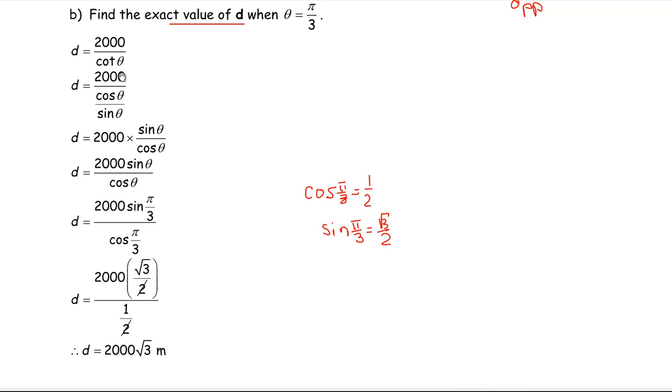So in order to find the exact value for d, cotan is the same as cos over sine. And so I have my 2000 divided by this rational expression, so I change the division into multiplying by the reciprocal. So cos over sine becomes sine over cos, that's the reciprocal. And so d is 2000 sine theta over cos theta. So this is what I need these for. The sine of pi over 3 is root 3 over 2, and the cosine of pi over 3 is a half, so we put 1/2 in the denominator. Those 2's divide out, so then we're left with 2000 times root 3 over 1, which is just 2000 root 3 meters.